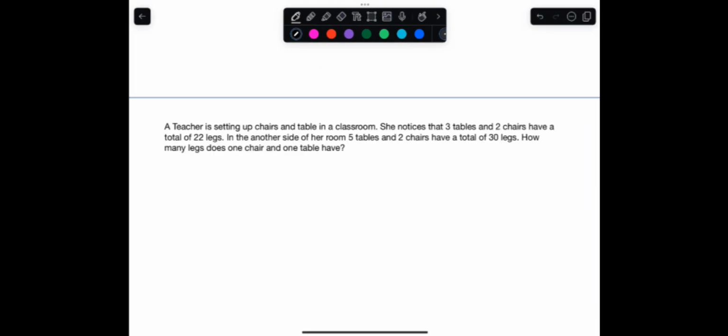Now for the word problem, we're going to want to find the key things in this word problem. So first, we're going to read it out. A teacher is setting up chairs and tables in a classroom. She notices 3 tables and 2 chairs have a total of 22 legs. In another side of the room, 5 tables and 2 chairs have a total of 30 legs. How many legs does 1 chair and 1 table have?